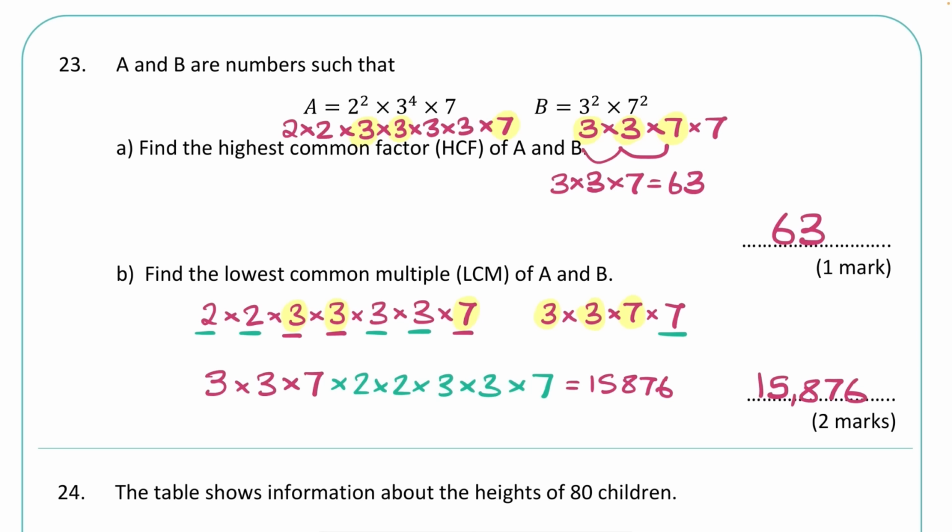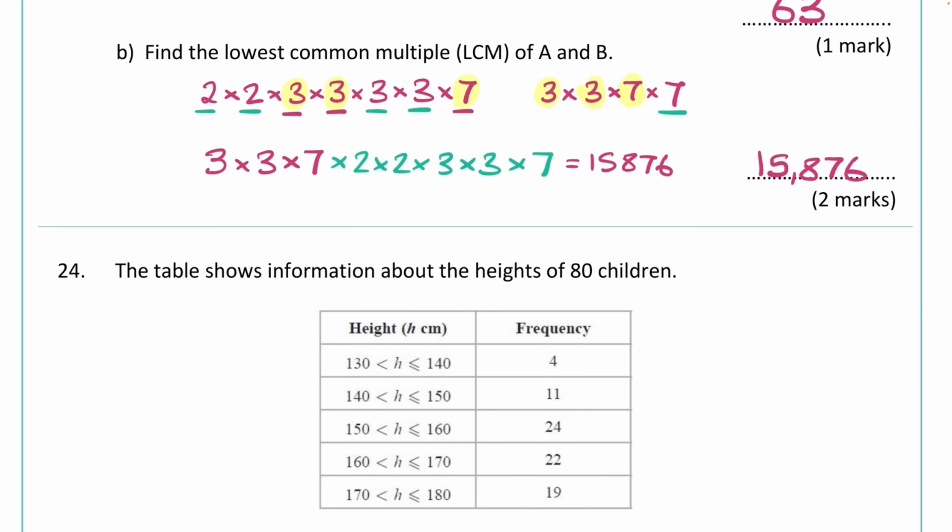But there we go. There is a method for finding the highest common factor and the lowest common multiple using these prime factor numbers. And there we go. On to our next question.